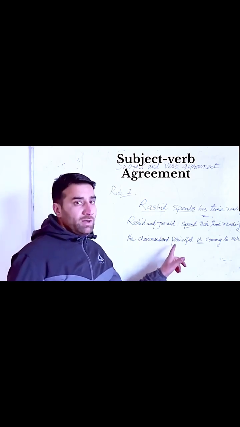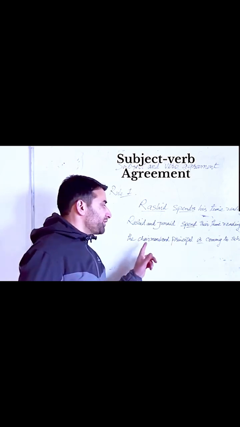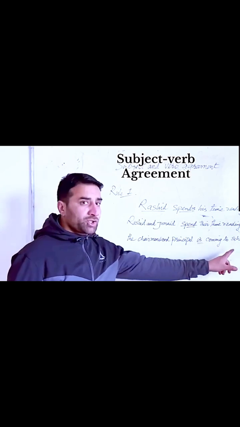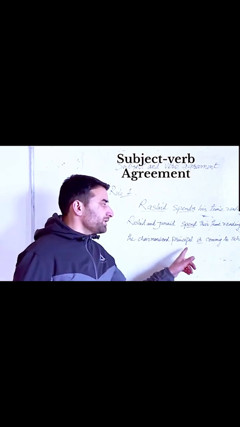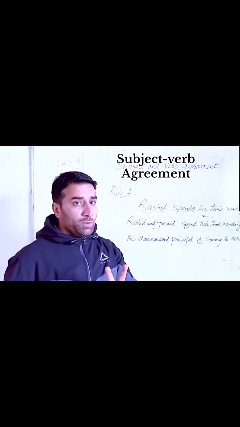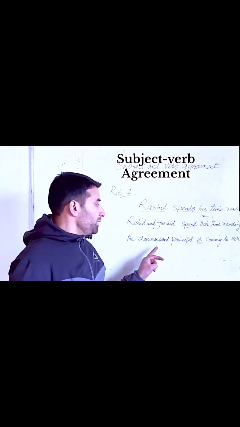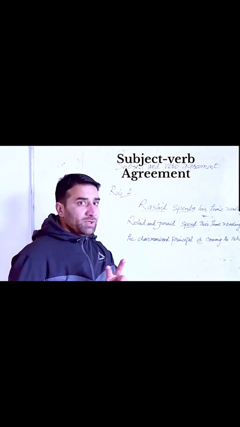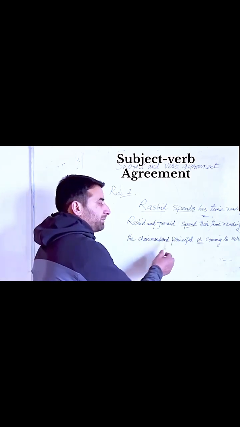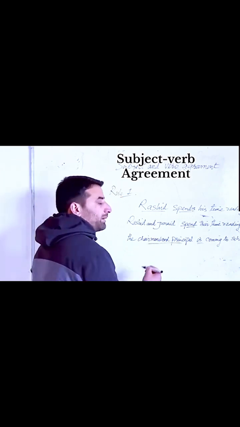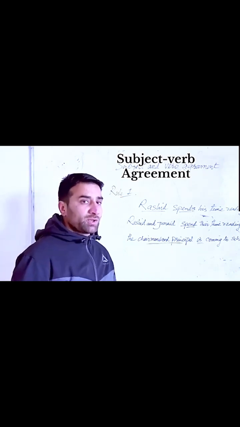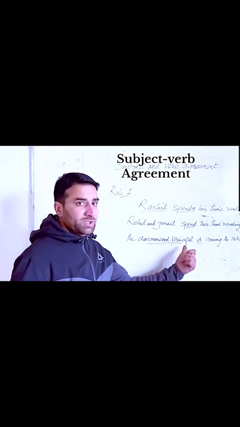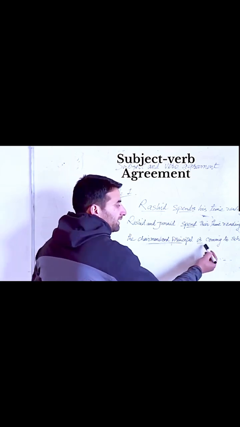There must be an article. It must be: the chairman and a principal are coming to school, or the chairman and the principal are coming to school. When there are two persons, then it is plural. But when you are talking about one person only, the chairman and principal, that means this is one person. He is taking the responsibility of both chairman and principal of the school. So the chairman and principal is coming to school.